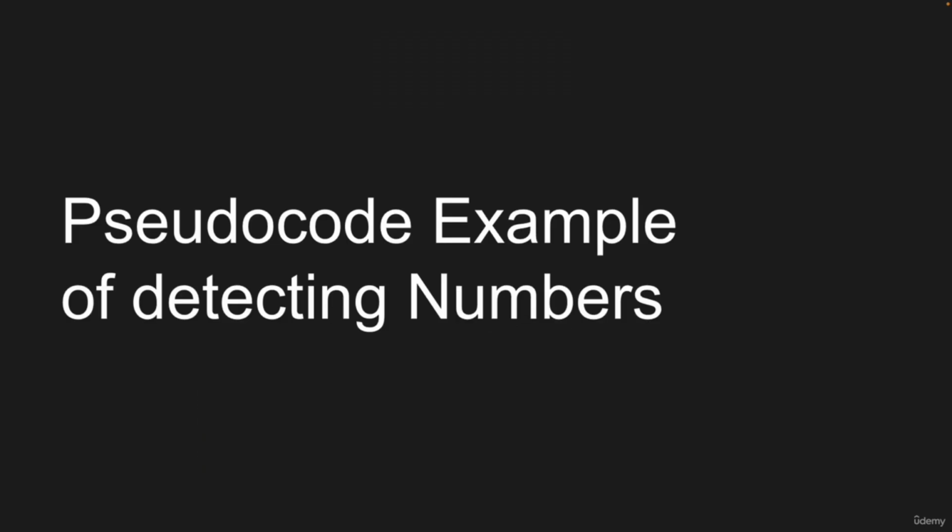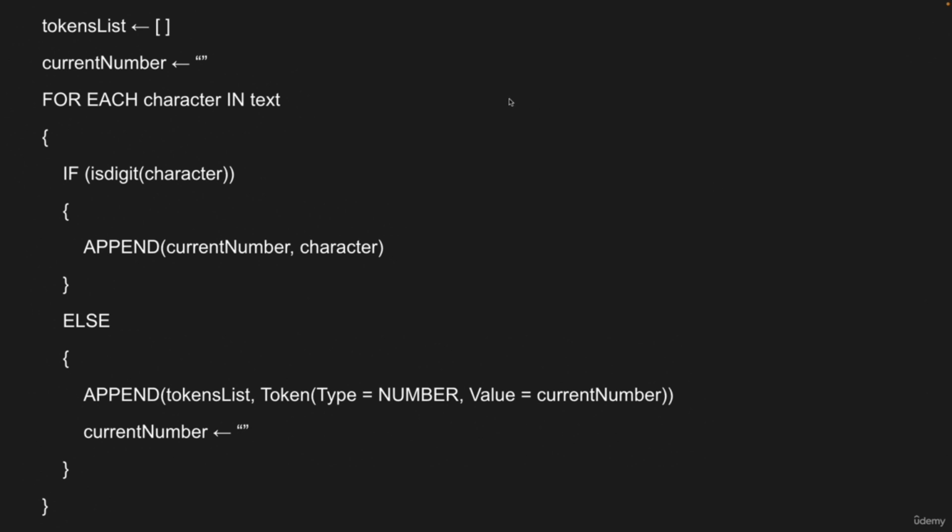Here's a pseudocode example of detecting numbers. Right here we have a tokens list, where we can add tokens, and we have a current number. These are two variables. For each character in text, if the character is a digit, we add the character into the current number. For example, if we have the character 1, it will append to the string, so the current number will be equal to 1. Then let's say the next character is 2, and we add it to the current number, which is 12. And then let's say it's not a digit.